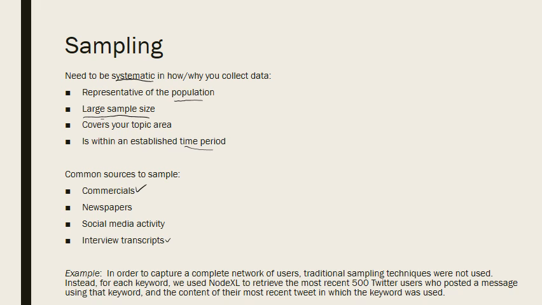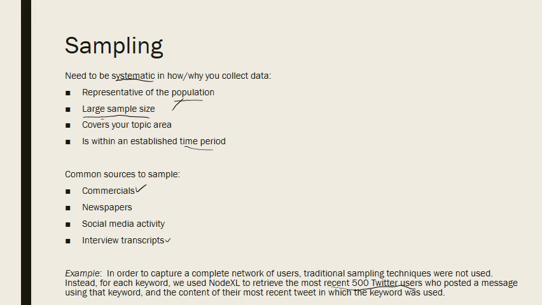In this case, what they did in the study was they used a software to help them pick it. It was called NodeXL. It's for Microsoft Excel. You don't need to worry about software. What the point is that they picked 500 Twitter users who posted a message using political keywords, okay? And the content of their most recent tweet is in which the keyword was used. So 500 Twitter users who posted politically oriented messages is what they decided to sample.